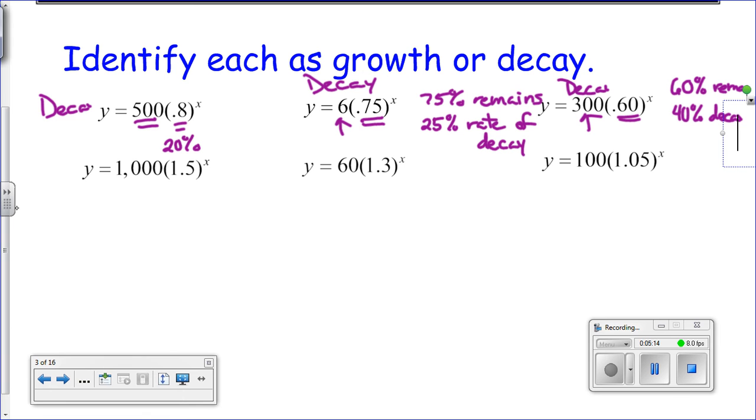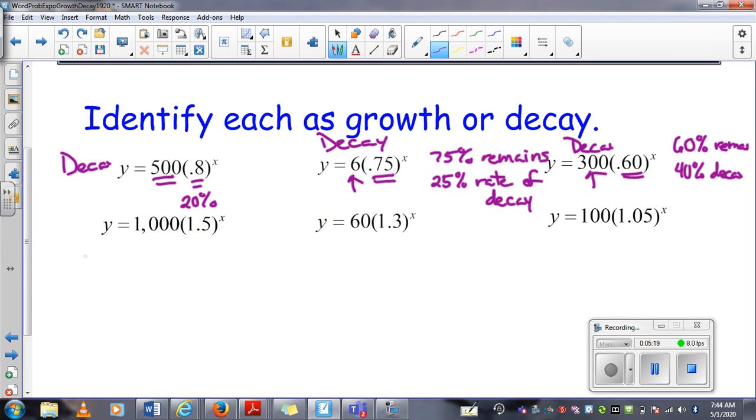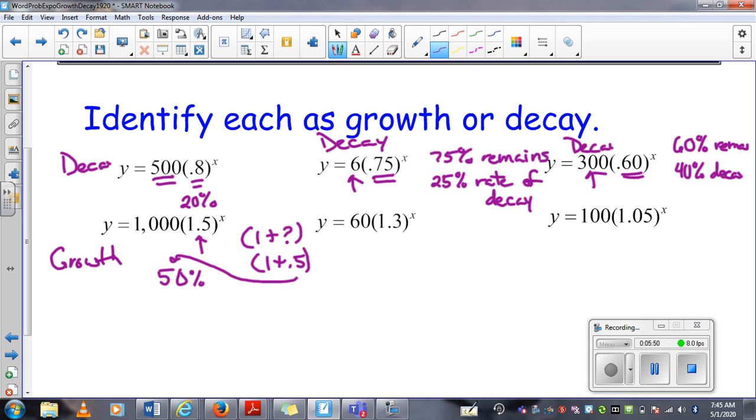Okay, continuing on. What this means, this is growth. And this was 1 plus what gave you 1.5. Well, if you were thinking 1 plus 0.5, then you're great, which means 50% is what it grows by. So at the end of, say, every year, you're going to have 50% more than what you started with. That came from 1 plus 50%.